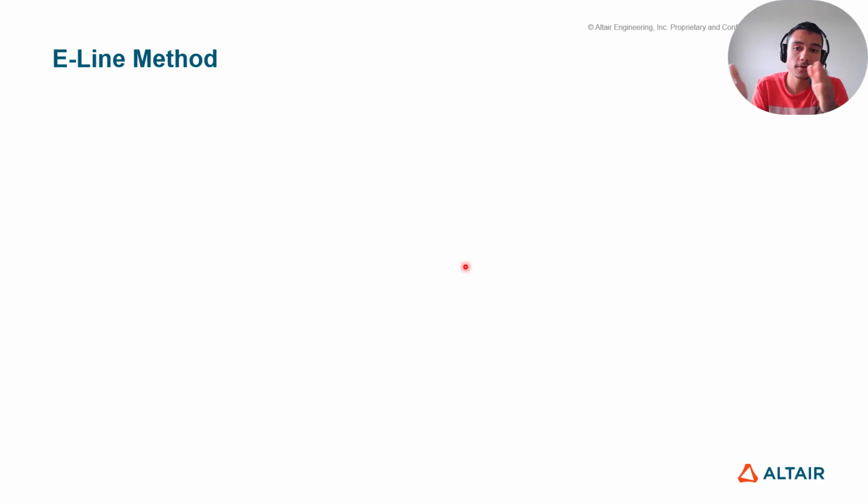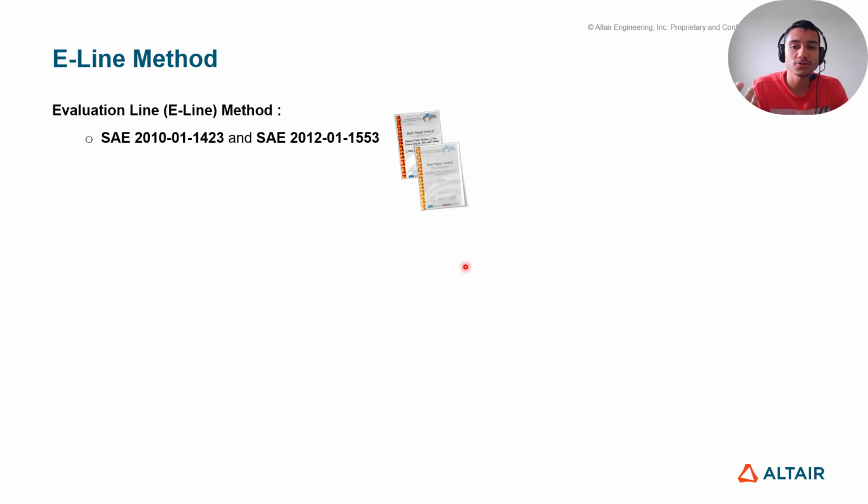And in the background of our tool, we are running a methodology called the E-line method. And this methodology was first published in 2 SAE papers, one from 2010 and the other one from 2012. And after that, after the methodology was proved and validated, we brought this into our portfolio in an automated way. And how exactly does it work?